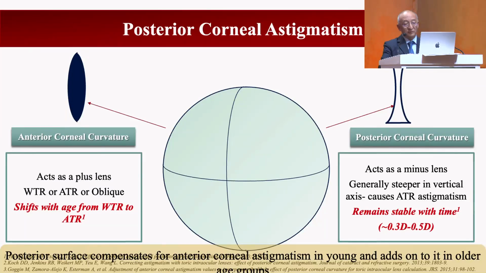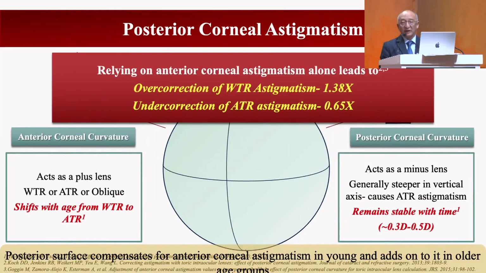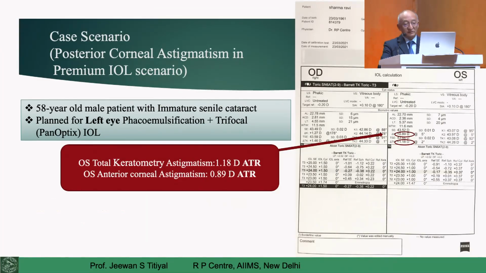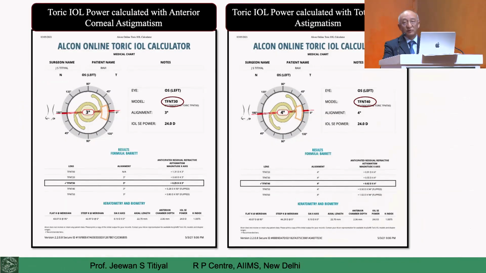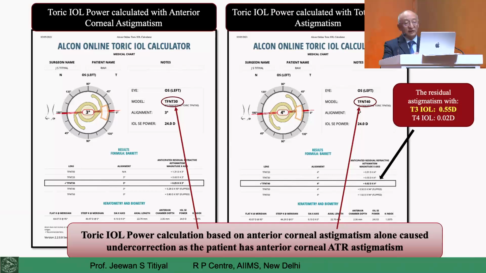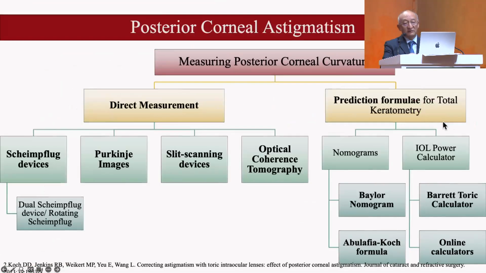Always look for the anterior corneal curvature, which may be against the rule or with the rule, but we know that the posterior corneal curvature is always against the rule. That makes a difference in the final calculation. See this biometry here. If we had taken only the anterior corneal curvature, this was 0.89. But because the posterior is against the rule, the actual correction is 1.18 diopters. You would have undercorrected this patient, especially for multifocal and trifocal lenses. It has to be taken into consideration. See this, with T3, 0.5 diopter residual. If you go to T4, 0.02, that is the difference it makes.